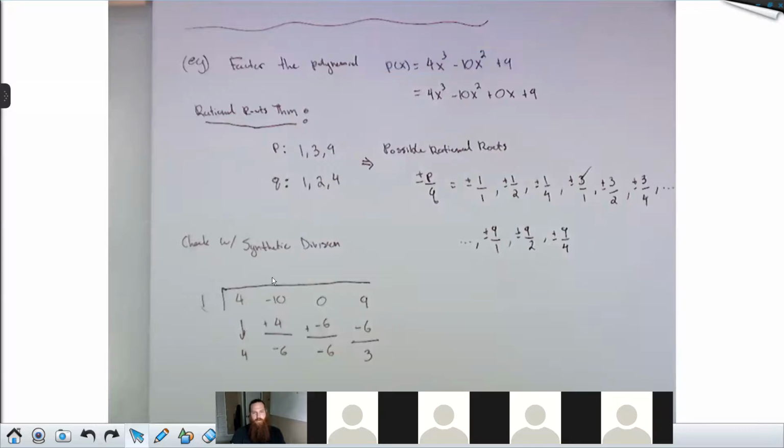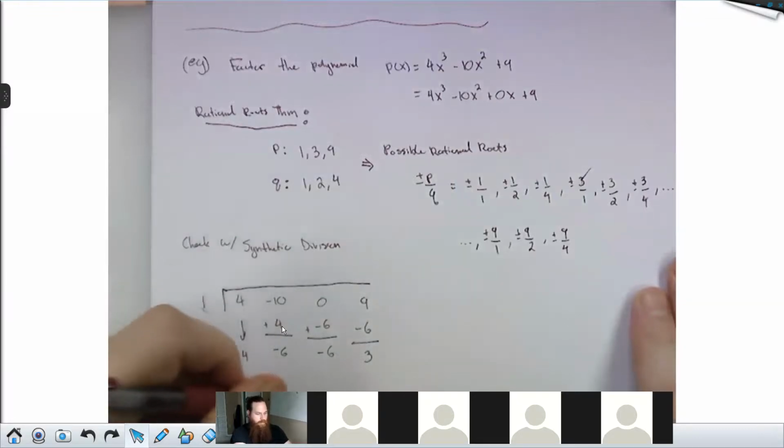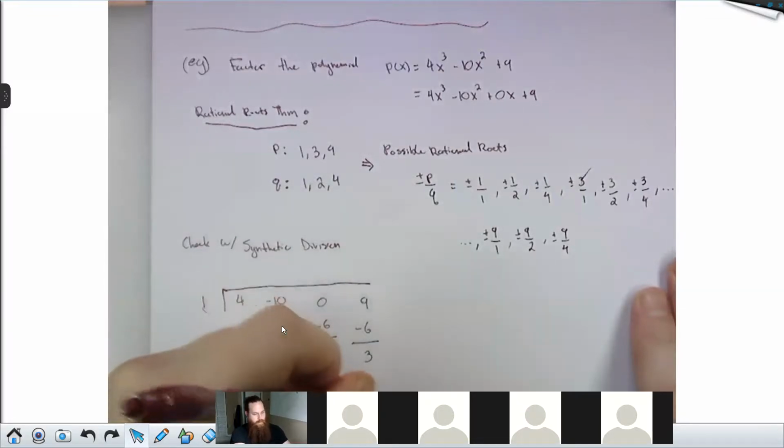Good, yeah, exactly. So what we do is we start running through this list using synthetic division until we find somebody whose remainder is 0. 1 did not work. Let's try -1.